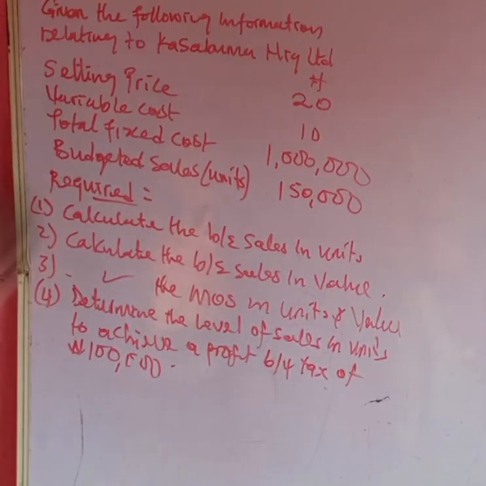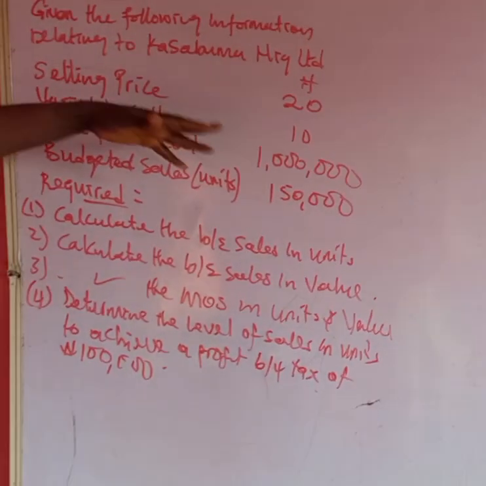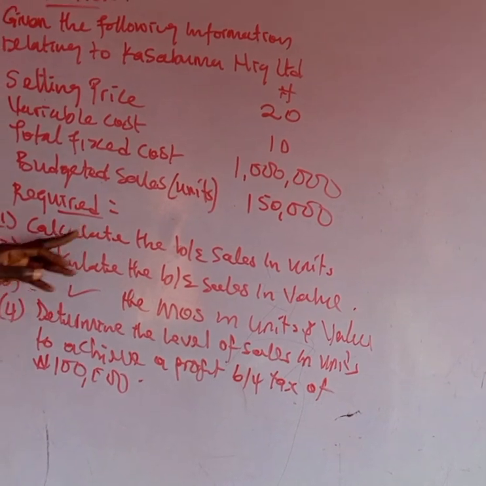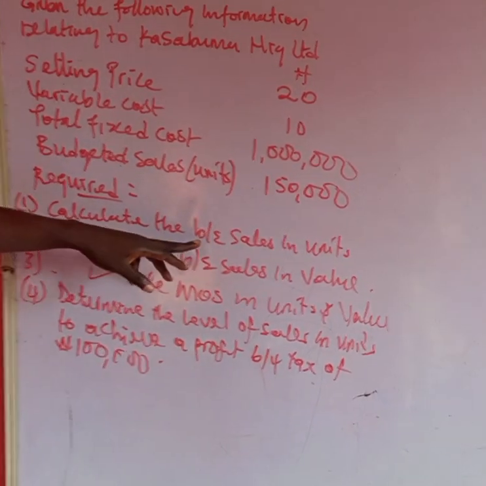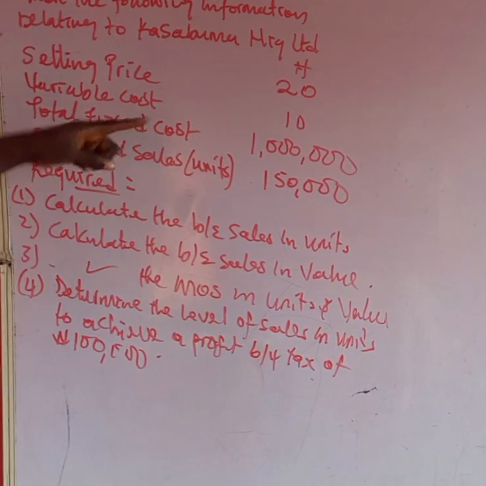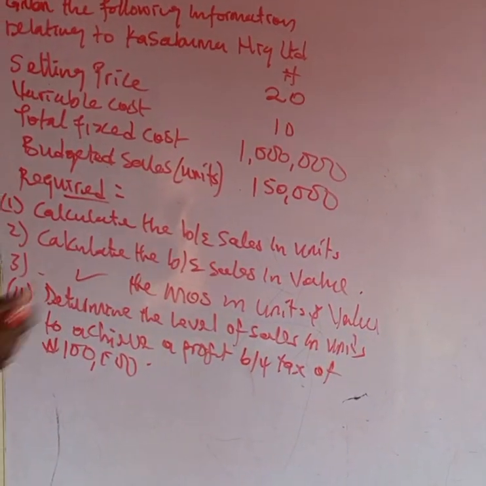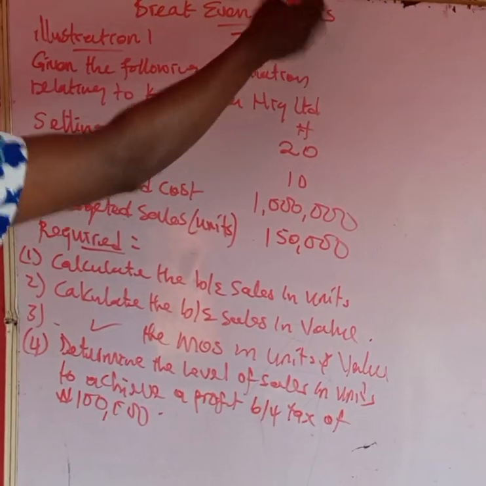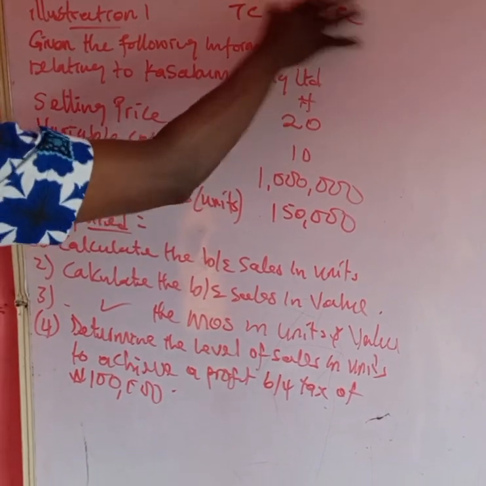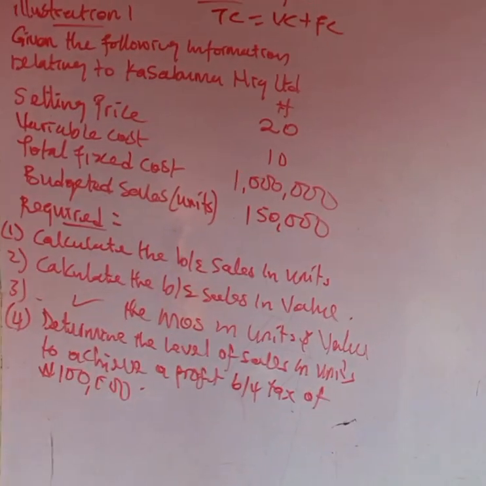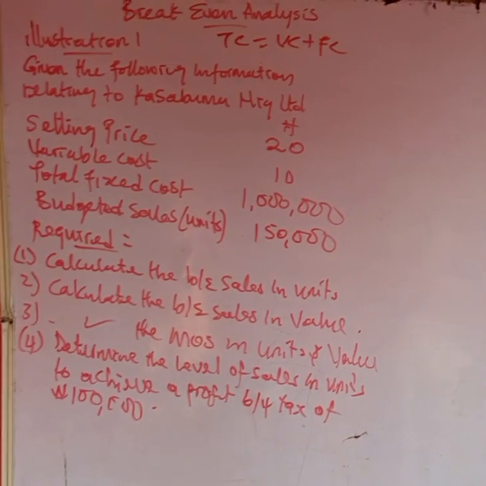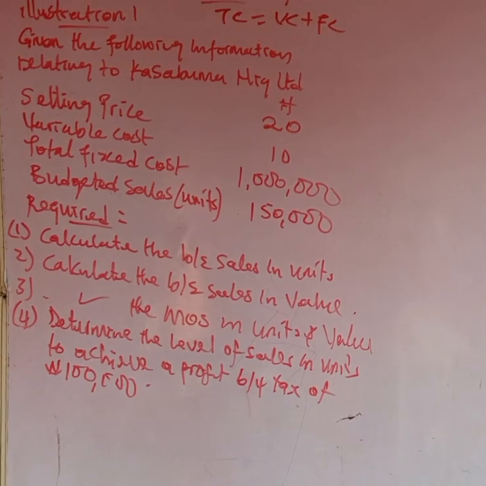Given the following information relating to this organization: selling price 20, variable cost 10 naira, fixed cost 1 million naira, budgeted sales this. Then required, calculate the break-even sales in units. Don't forget that break-even sales represent the number of units you are to produce or to sell in order to cover for your variable cost and your fixed cost. Don't forget, I said the total cost represents your variable cost plus your fixed cost. So if you are to cover these two costs, how do we do it? What will be the level or the amount of units the organization is going to produce in order to cover the two costs? That's the first one.